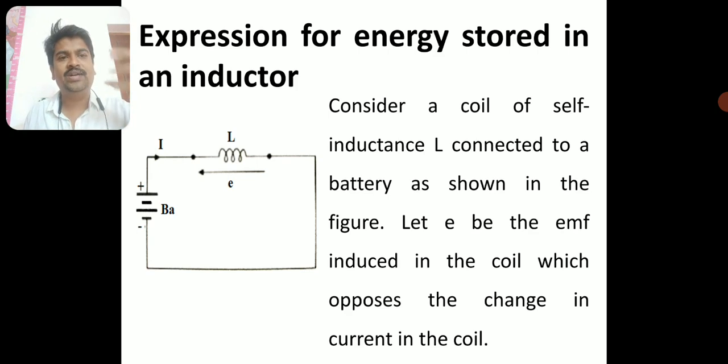This induced current will oppose the change in the current in the coil. It is the change in current which is producing the induced current. Therefore, this induced EMF will definitely oppose the change in the current in the coil.